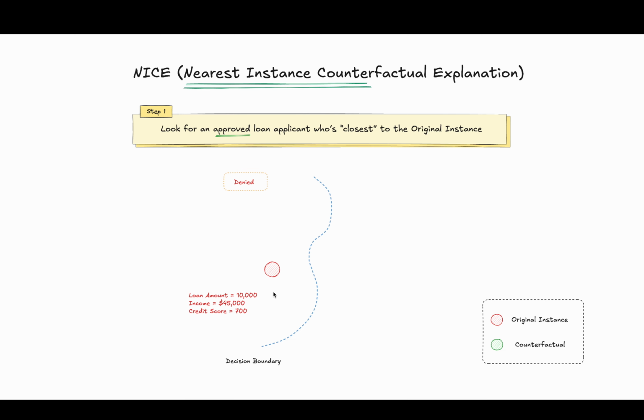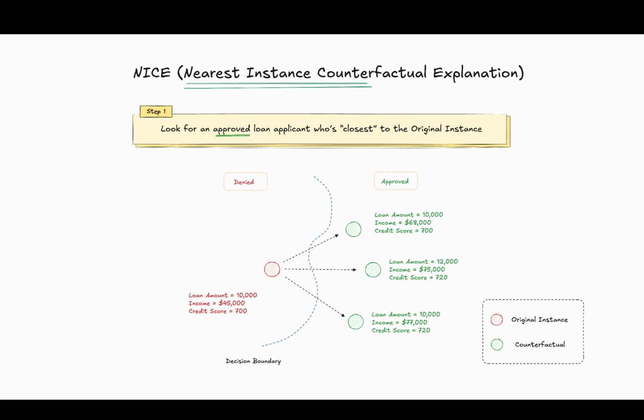In the first step, we focus on this red dot that we have, and it represents the original instance. Now what we'll do is start looking at instances that are approved and on the other side of the decision boundary. So here's one applicant whose loan was approved, and here's another approved instance. Finally, we have the third approved instance. One important thing to note is all these green instances are on the other side of the decision boundary, but are also closer to this original instance, and they are called nearest unlike neighbors.